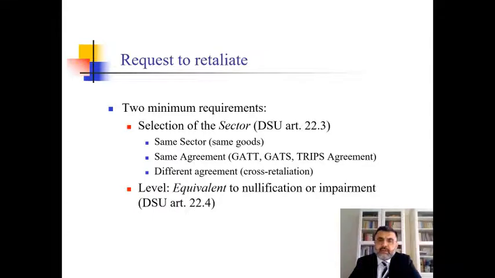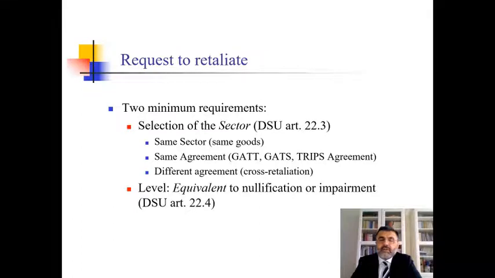Or the respondent may also object to the procedure followed by the complainant in seeking authorization to retaliate. So in either case, once the objection comes from the respondent, the matter is automatically referred to arbitration. And this is the second situation in the dispute settlement process where arbitration actually plays a role. Okay. Perhaps I should underline that there are rules, of course, about retaliation. The most important one, in my view, is the level of it, right?